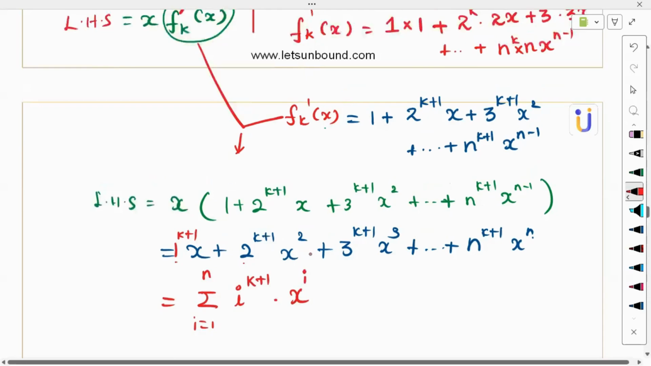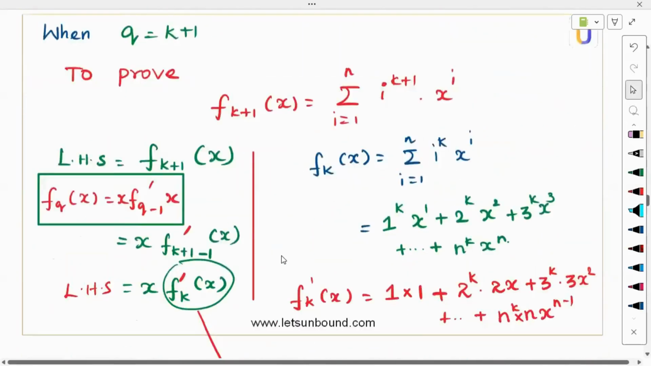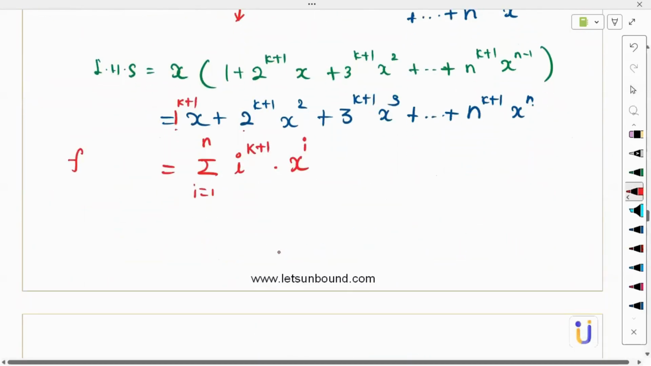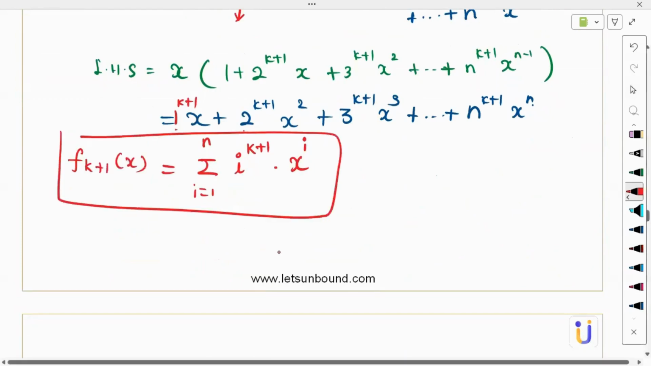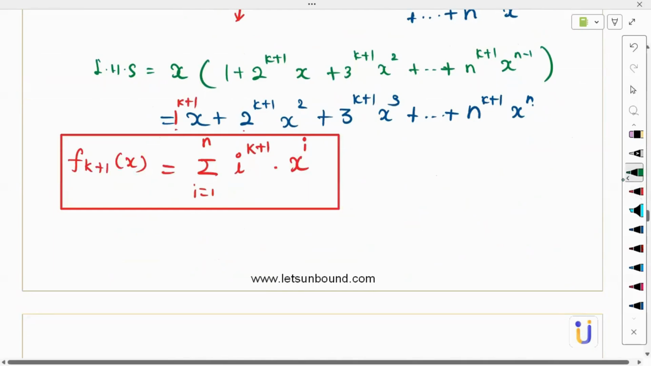So what I have started with LHS, I end up with RHS. F k plus 1 of x is this. And this is just P k plus 1 is true. And we can go with the conclusion part.